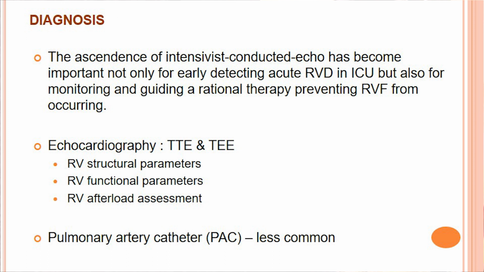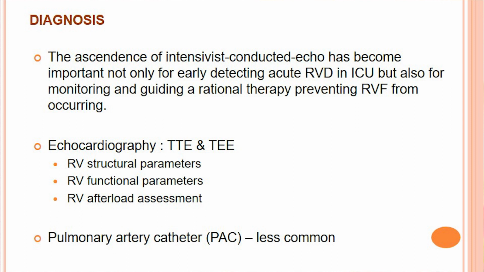So echocardiography, that is transthoracic, and at times if required transesophageal also has to be done, and the parameters we are supposed to see are the RV structural and functional parameters and RV afterload assessment. The pulmonary artery catheter is no longer used now, but still it has a role in RV dysfunction.